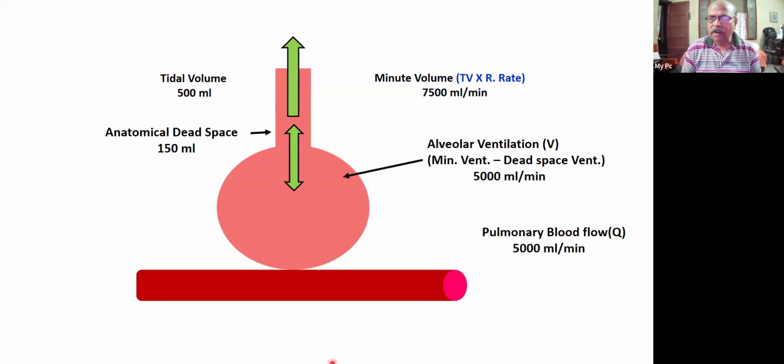What about the pulmonary blood flow? It is also 5 liters per minute, and so the ventilation perfusion ratio becomes 1. So that is an ideal situation. Actually, it varies from say 0.8 to 1.